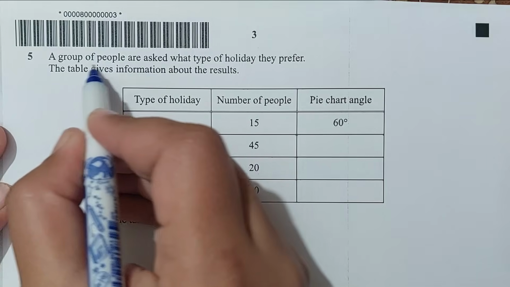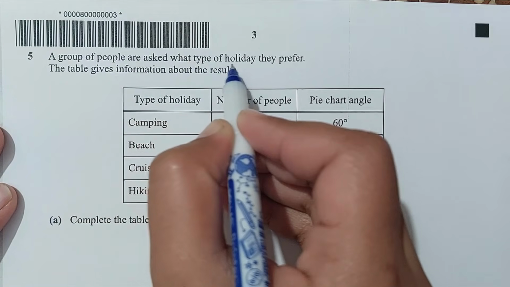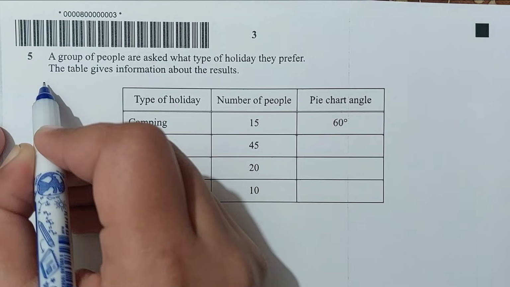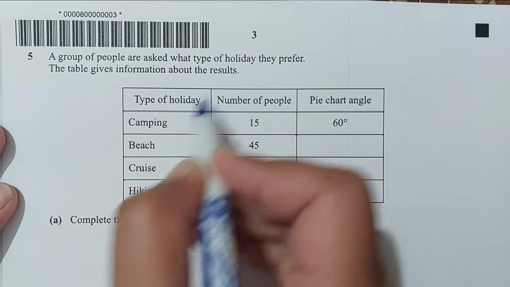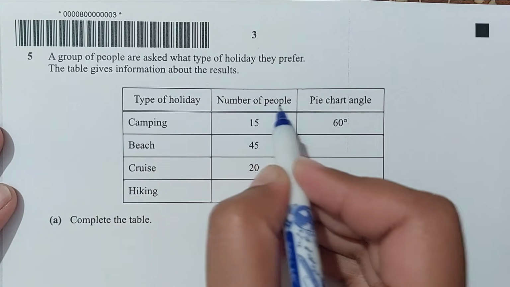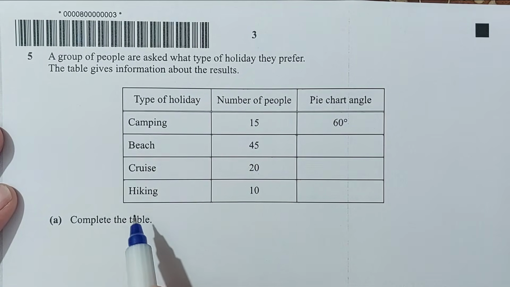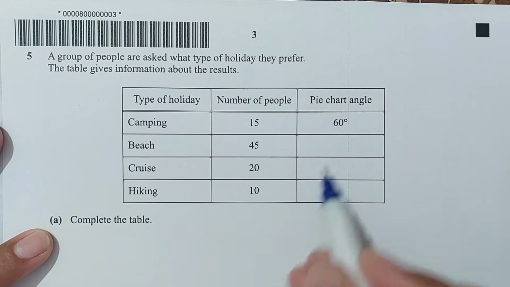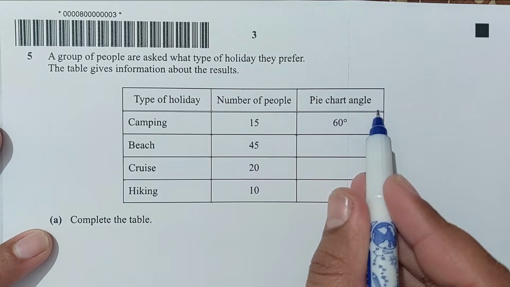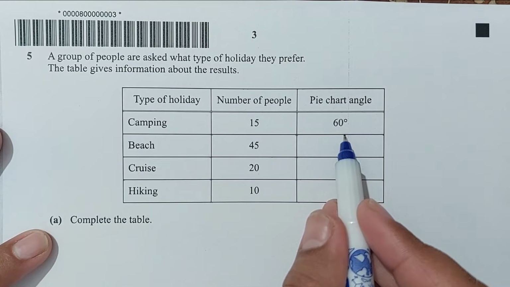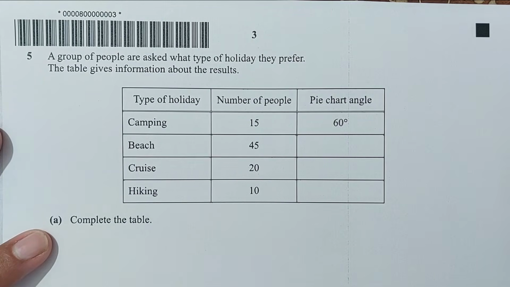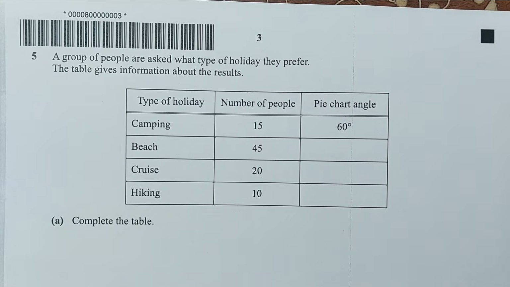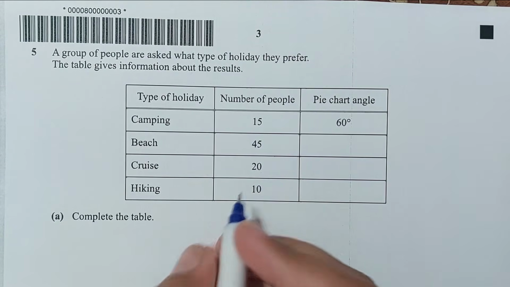Question number 5, a group of people are asked what type of holiday they prefer. The table gives information about the results: type of holiday, number of people, and pie chart angle. Now part a, complete the table. We have to find the pie chart angles. The camping is already done. We have to find them for beach, cruise and hiking. How can we find that angle? Let me find the total of this.